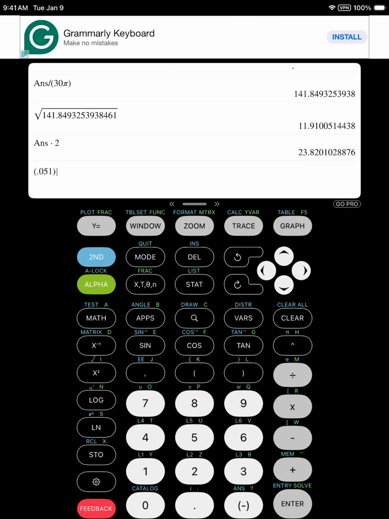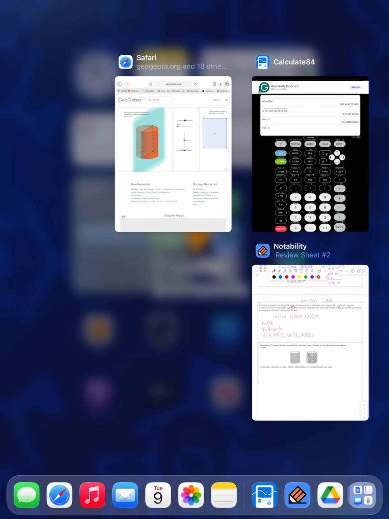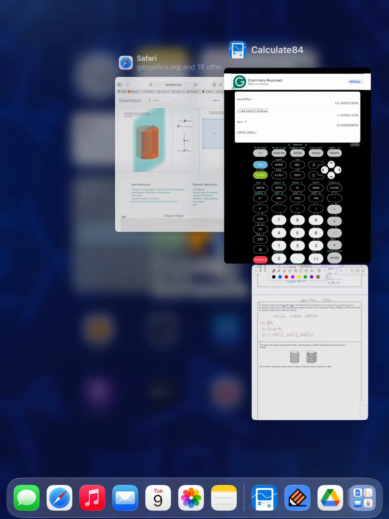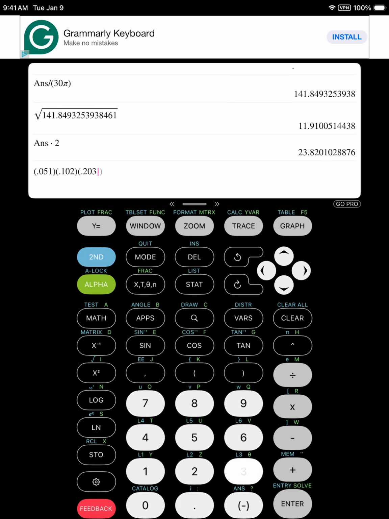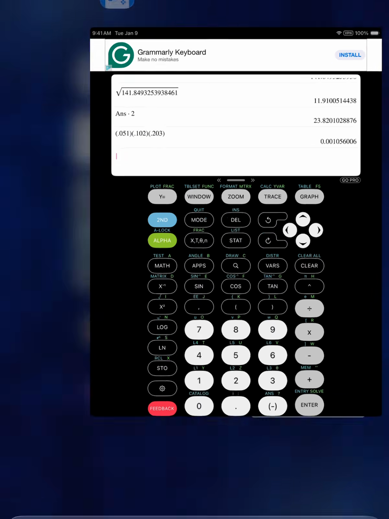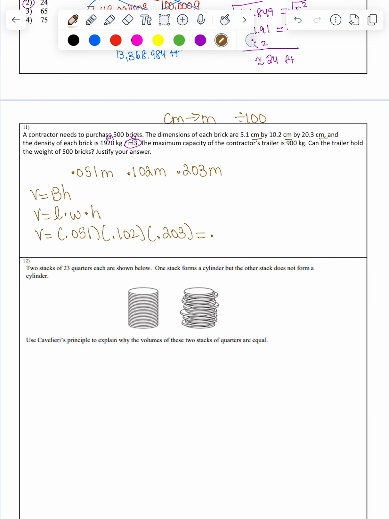0.051, 0.102, and the last one is 0.203. It looks weird, but it's not wrong. 0.001056, and I'll just put dot dot dot. I have it in my calculator.